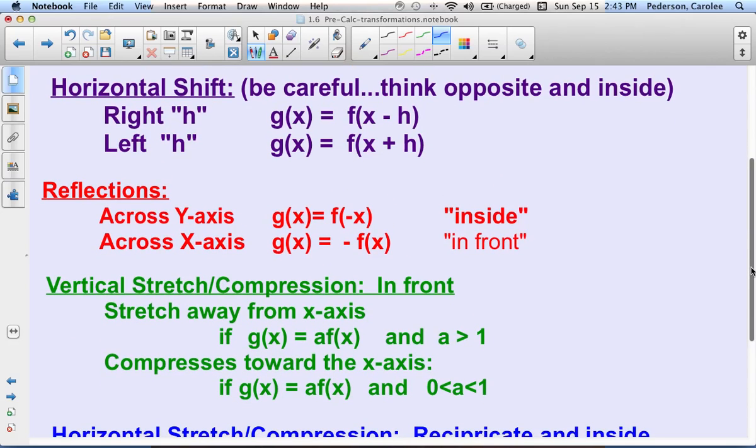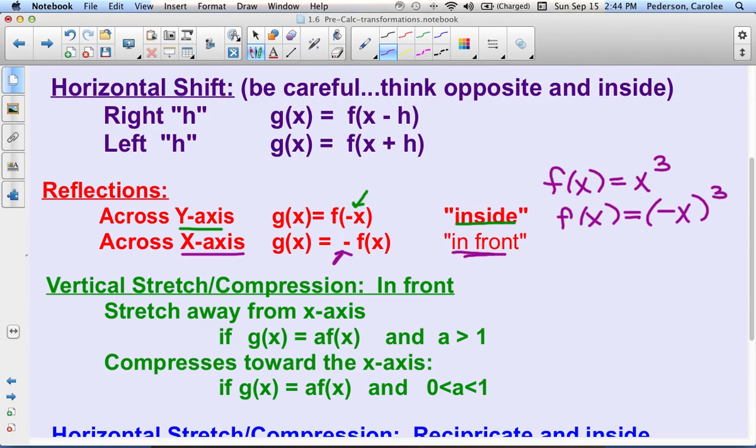The third type of transformations are your reflections. These reflect about the y-axis or the x-axis. If you have a reflection about the y-axis, it's going to have a negative inside the function. If you have an x-axis reflection, the negative is going to be in front of the function. So if we had a function that was, let's say, a cubic, and we wanted to go inside the function, we'd say f of x equals negative x cubed. If we wanted to go in front of the function, that would be reflect about the x-axis, like negative and then x cubed. There's a difference there.